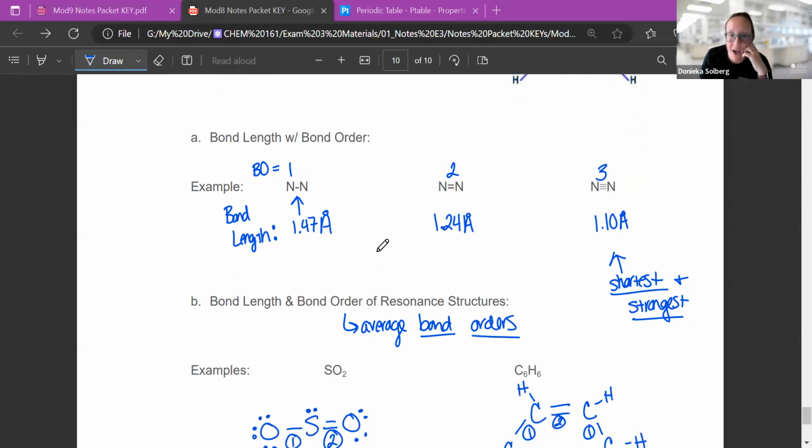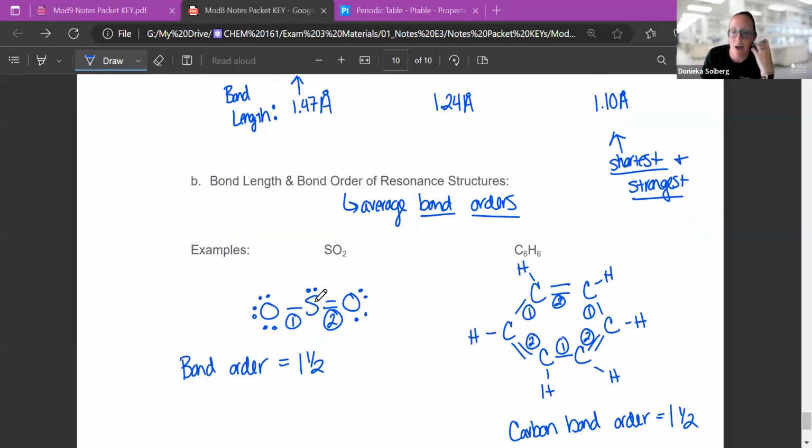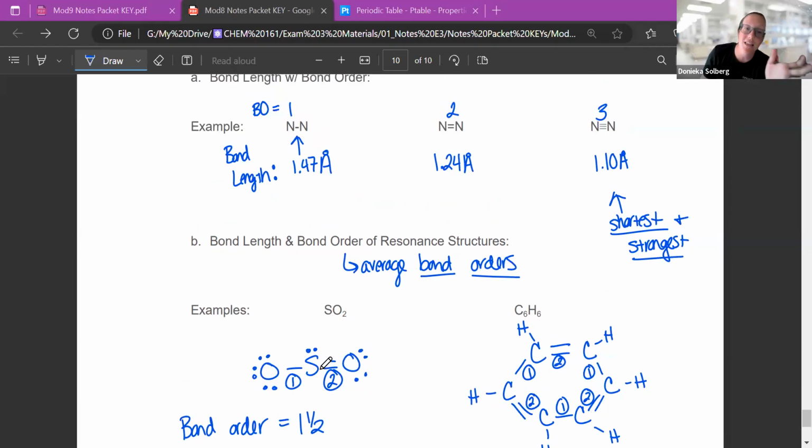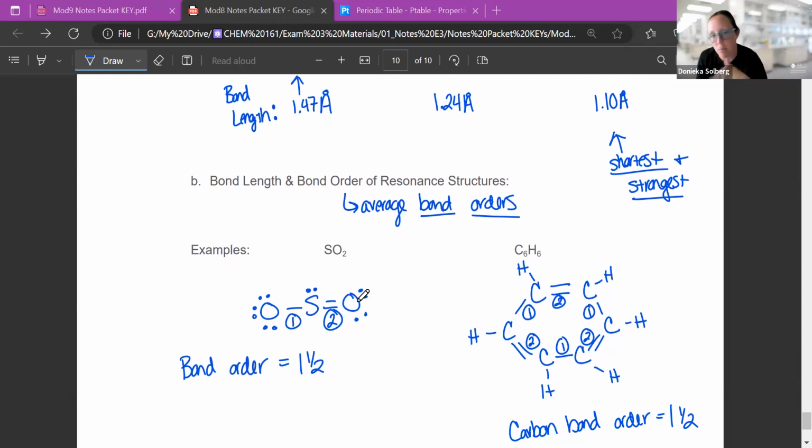Now, how do you calculate the bond order of something that has a resonance structure? So for example, in this SO2 molecule, I would say this SO bond has a bond order of 1. And this SO bond has a bond order of 2. So what's the bond order of the SO bonds in this molecule? Well, it's the average of 1 and 2. It's 1.5. So we would say this has a bond order of 1.5. And its strength would fall somewhere between a single bond and a double bond.